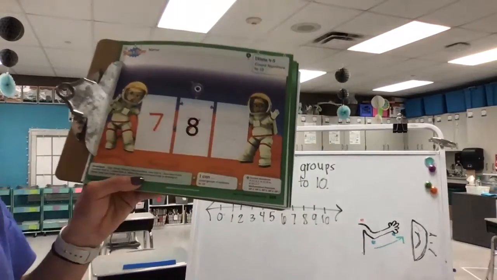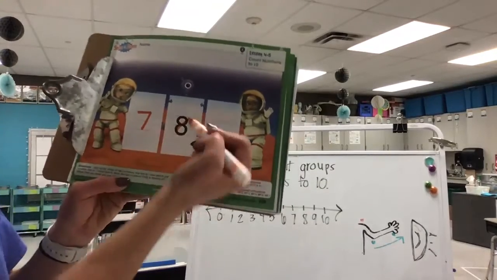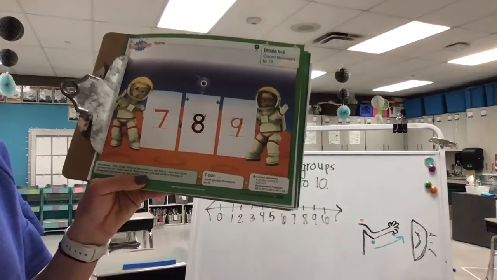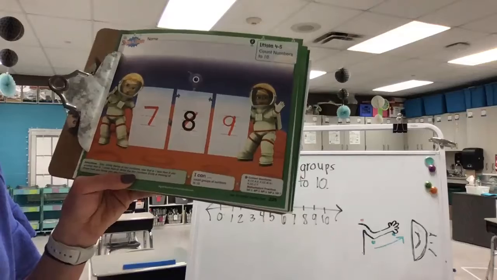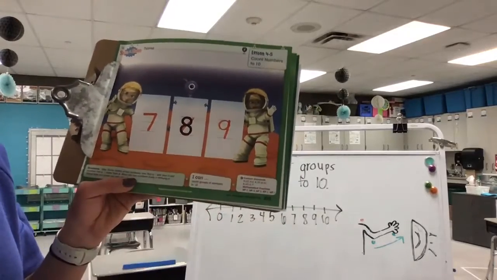Now this will help me know what number comes after 8. What's the number that comes after 8? 9. First a circle, then a line. That's the way to make a 9. Very good. Could I have written a 10 here? No, it comes after 8, but it's not the number that's 1 more than 8, right?